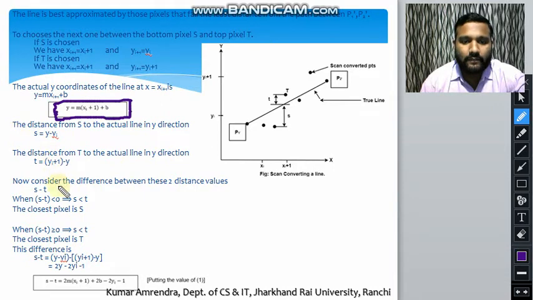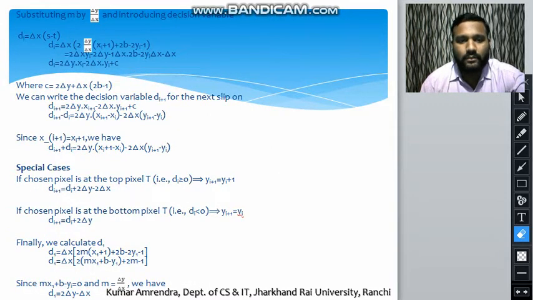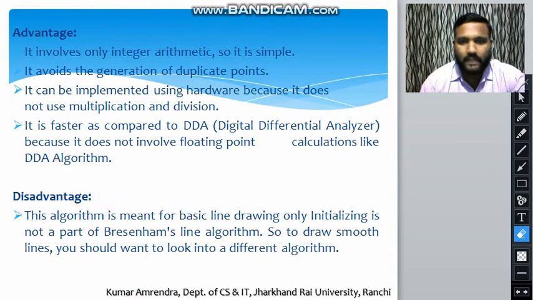So similarly we will find out S and T. So rather than going through this algorithm, I will give you a simpler algorithm in the next video. So rather than following this, we will go through that algorithm. So let us move on to the advantages and disadvantages of Bresenham's line drawing algorithm.